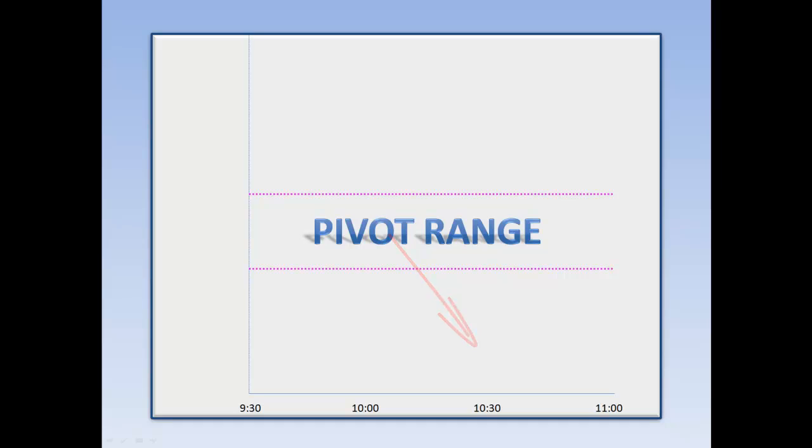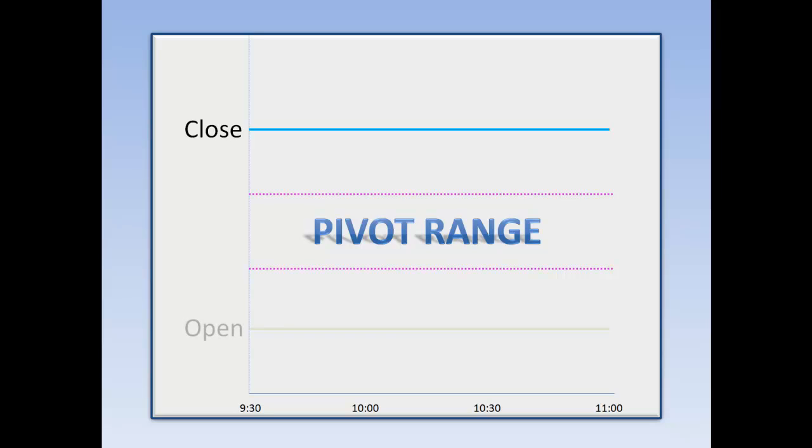Okay, so one thing that I want to talk about though is that if you close above the pivot range or if you close below the pivot range, you need to have confirmation the next day, and that confirmation comes in the form of the open. Okay, so let's say that you closed above the pivot range on the prior day. That gives you a bullish outlook for the next day. Okay, and you're expecting that pivot range to be support.